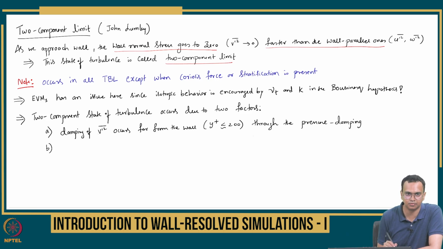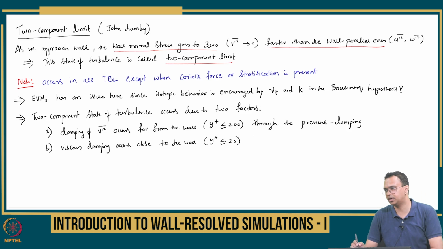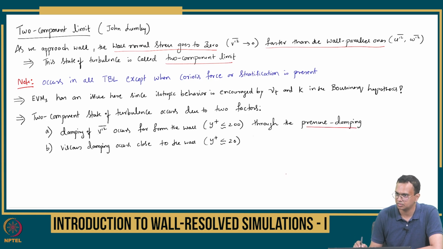And the second one is of course the viscous damping that is present. Viscous damping occurs close to the wall, that is about y plus less than or equal to approximately 20, that is, let us say from the middle of the buffer layer to the linear sublayer, where viscous effects are dominant, and that is dominant for all the three RMS quantities. So this first one is the critical one for the V prime square average component. Okay. So this has to be considered by your model, right.